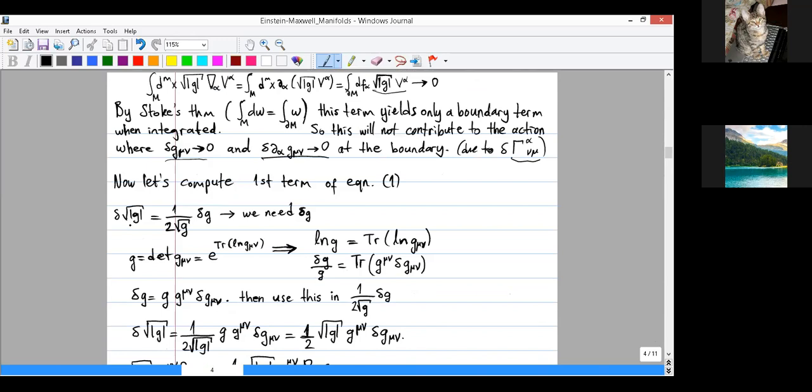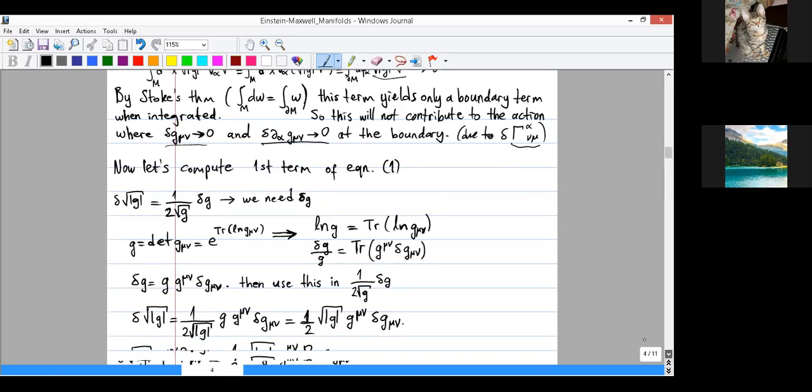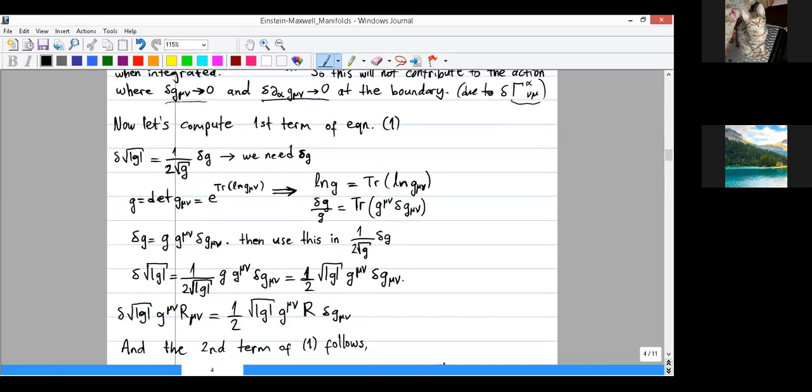We need the variation of the square root of G, and as I said, it applies like a derivative, so we just take this derivative part, 1/2 square root of G delta G. So we need the variation of the determinant of G, and the determinant of G mu nu is, we know this identity, the exponential of the trace of ln G mu nu. So we can write ln G is equal to the trace, and you see this.